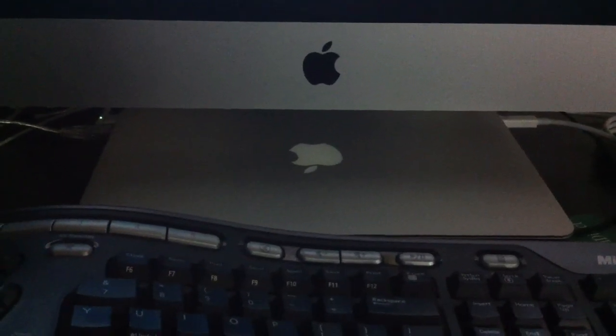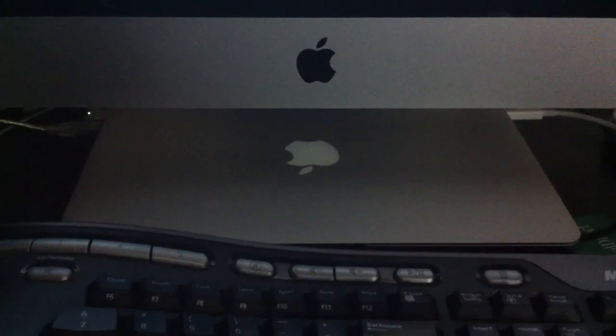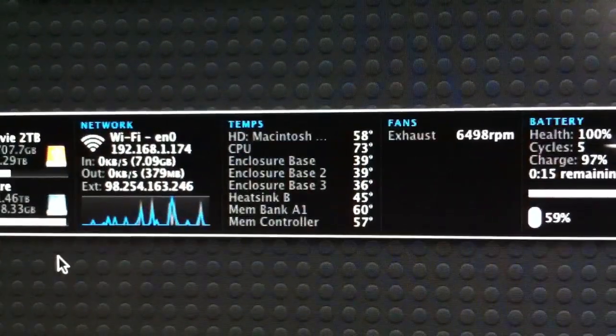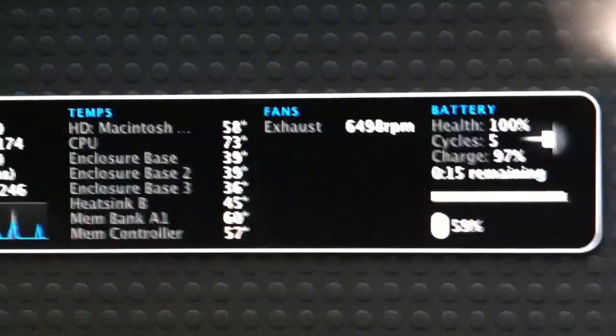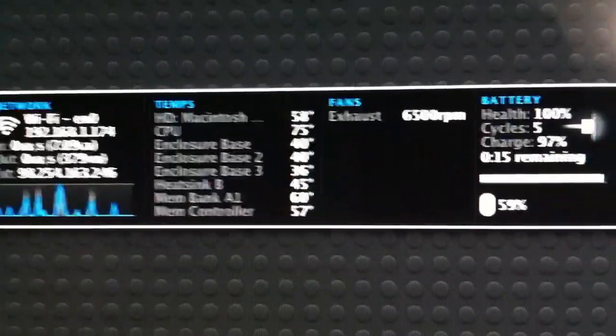Here I have the MacBook Air i7 2012 11 inch running in clamshell mode, and the idea here was to see what was the maximum temperature I can get the CPU to reach. But if you notice, the CPU is at 73 degrees and the RPMs are 6500, and I was really expecting to see something like 92 or 105 or maybe 110, and interestingly I didn't.